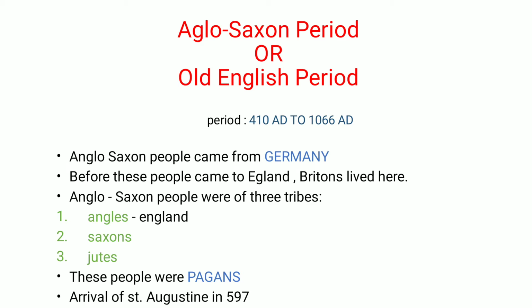One important thing to note here is that Anglo-Saxon people were pagans, which means that they did not believe in any god. But the arrival of Saint Augustine in 597 is important for us because he started preaching Christianity into England, and in later works of Anglo-Saxon period we can see that many poems and prose are written on Christian preaching, Bible stories, etc. So you should remember that Saint Augustine started preaching of Christianity into England, and Anglo-Saxon people were pagans.